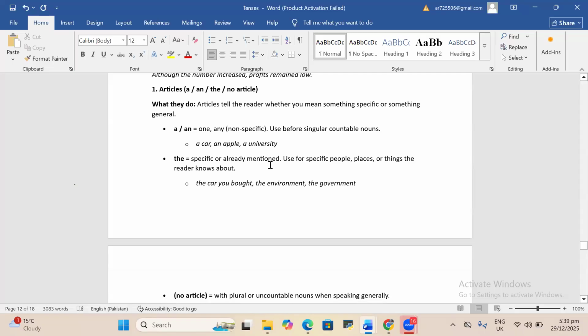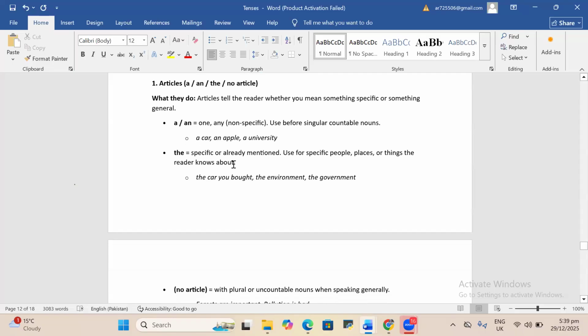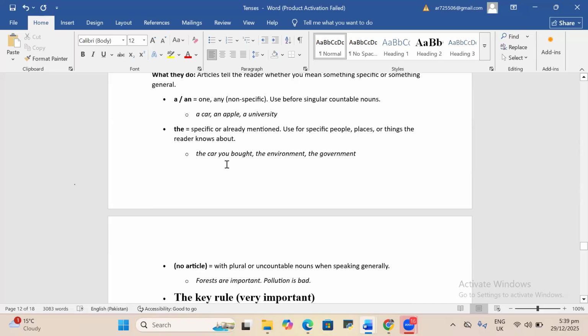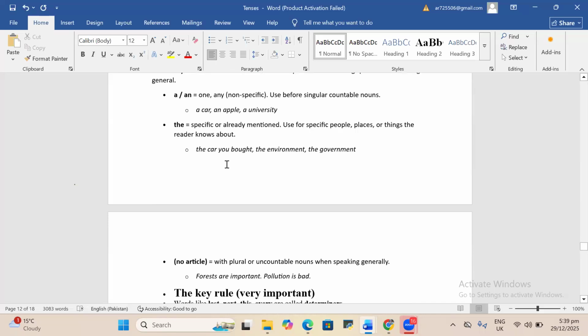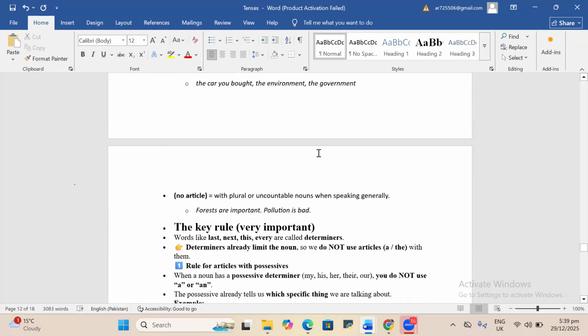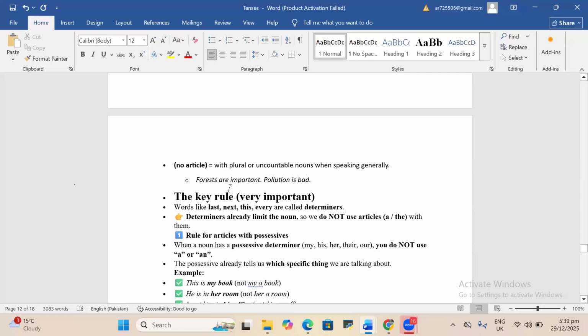For example, a car, an apple, a university. And we use the for a specific or already mentioned thing, used for specific people, places, or things the reader knows about. If there is any specific thing, you can use the before that noun. For example, the car you bought, the environment, the government. And we cannot use an article with plurals or uncountable nouns when speaking generally. For example, forests are important, pollution is bad.